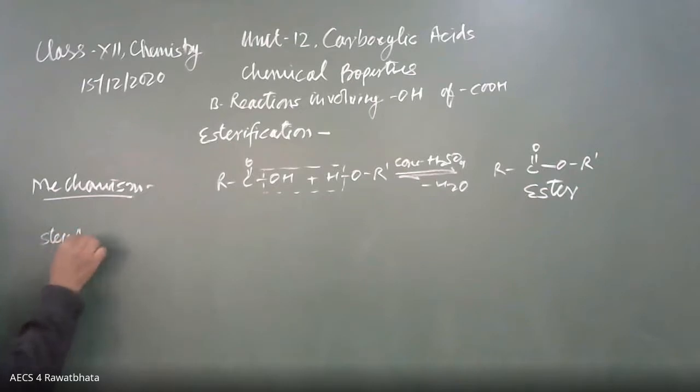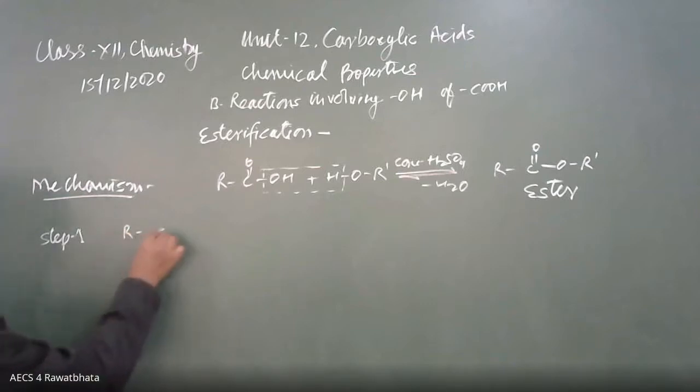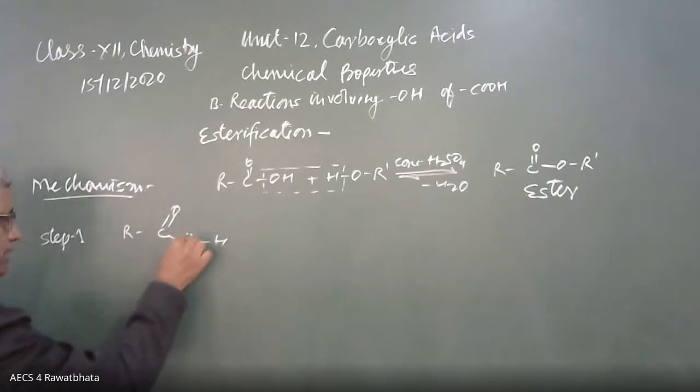Step 1. We can write in steps, or we can write directly starting from one reactant to the end. There is no need to write step 1, step 2, step 3. Sometimes we merge 2 or 3 steps together, so steps are not needed. What is the reaction here? R, C, O, OH, the carboxylic acid.